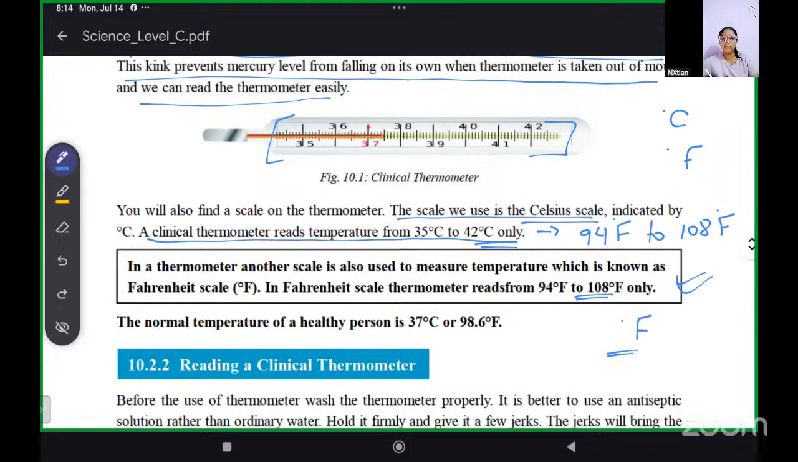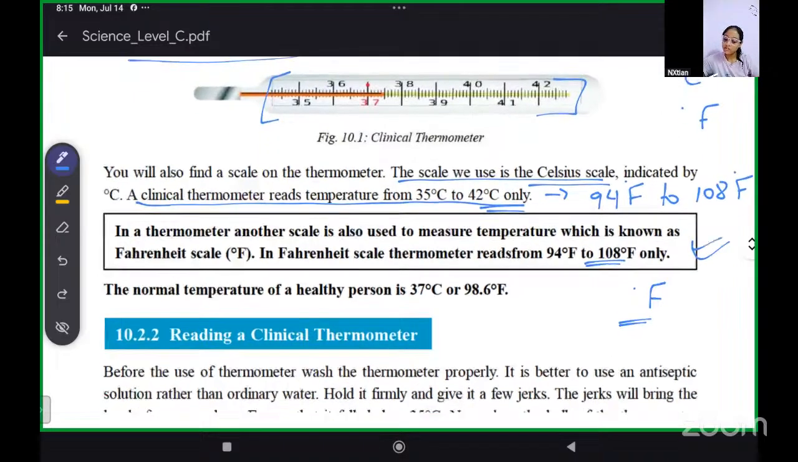Yes, Abraham, you do have electric laboratory thermometers, like the picture I sent in the chat. Okay, they do have electric laboratory thermometers.